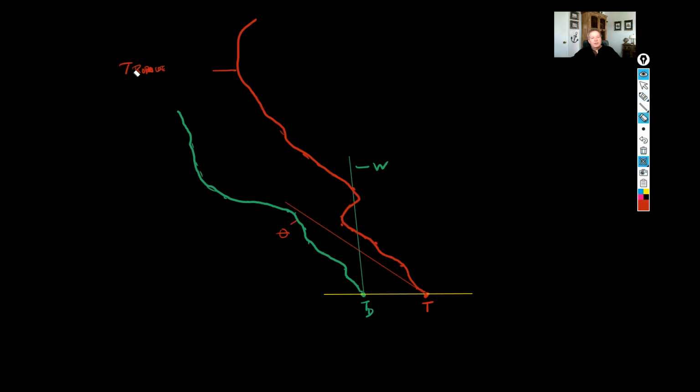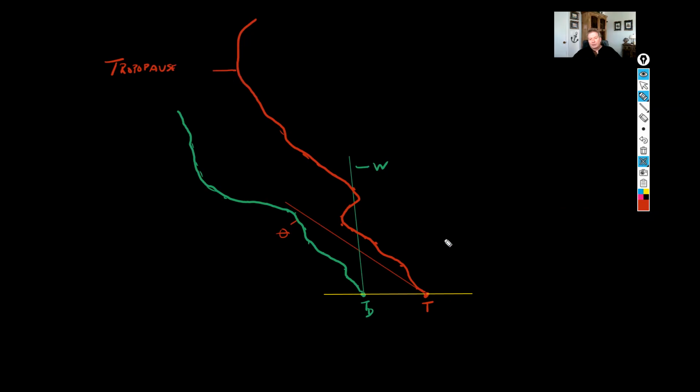Goodness gracious. Sorry about that, guys. It'd be nice if I could spell. Let's try it again. Tropopause. There we go. Okay, and that's where the temperature is pretty much the coldest, something along those lines.